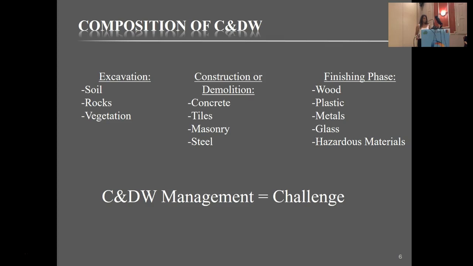As such, the composition will vary depending on the stage of the project. During excavation, we might find some soil or rocks. During construction or demolition, we might have concrete, tiles, masonry, or steel. And during the finishing phase, we'll find some wood, plastic, metals, and even some hazardous materials. In short, the management of this waste is a challenge.